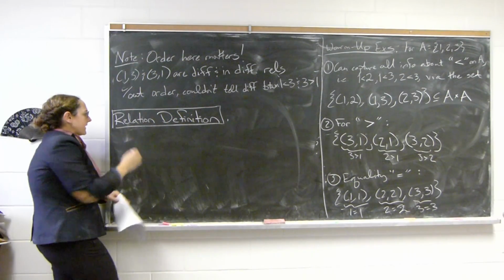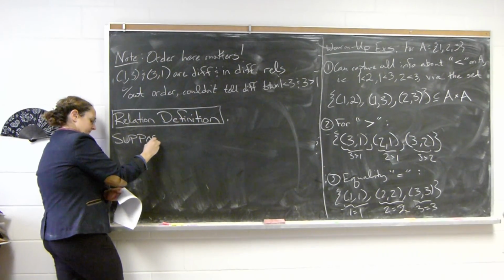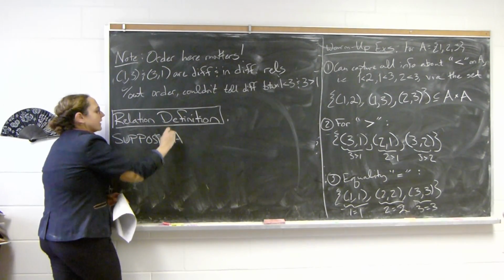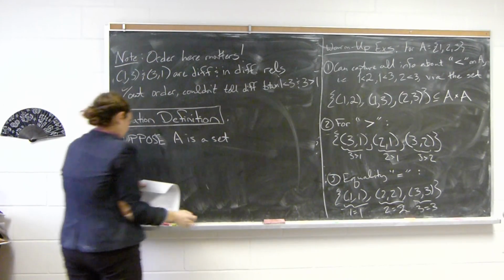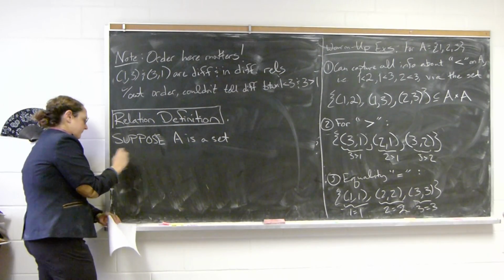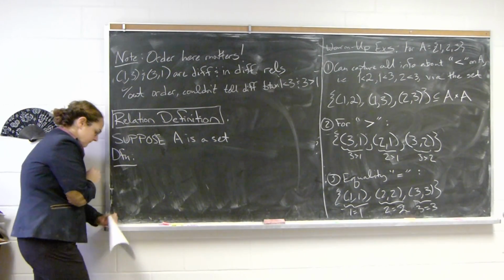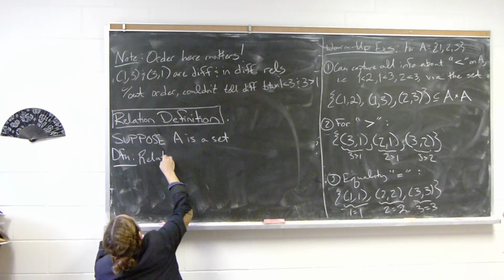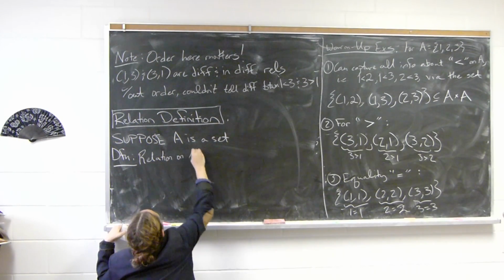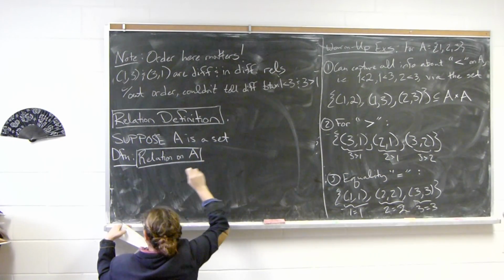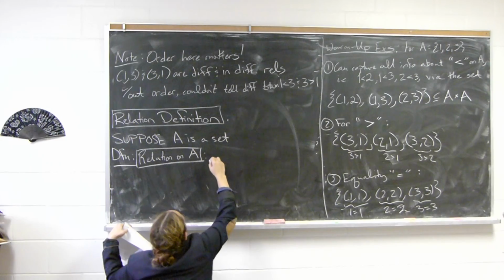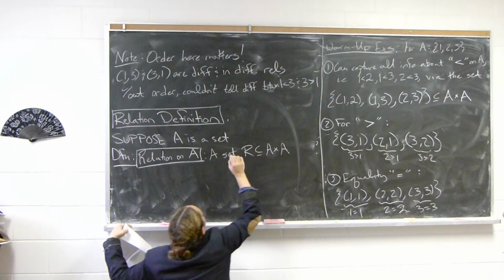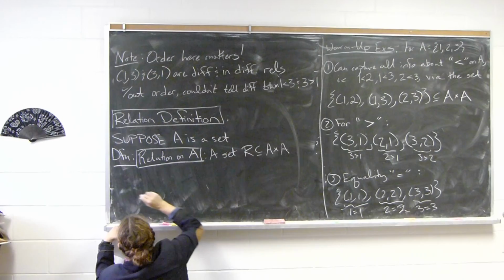Great. Now, to actually give the definition, suppose A is a set. Then by definition, a relation on A is a set R contained in A cross A, so it consists of certain ordered pairs of elements in A.